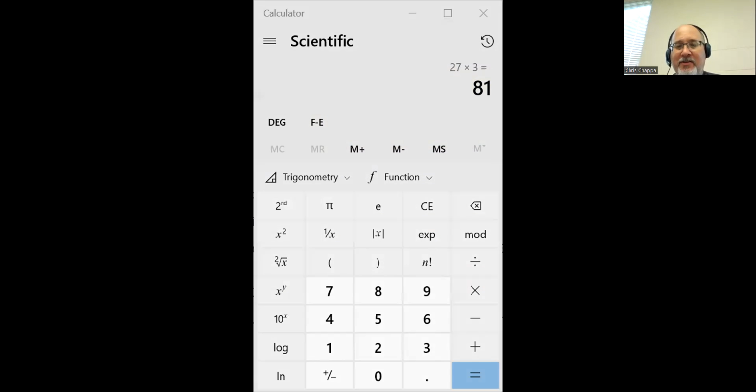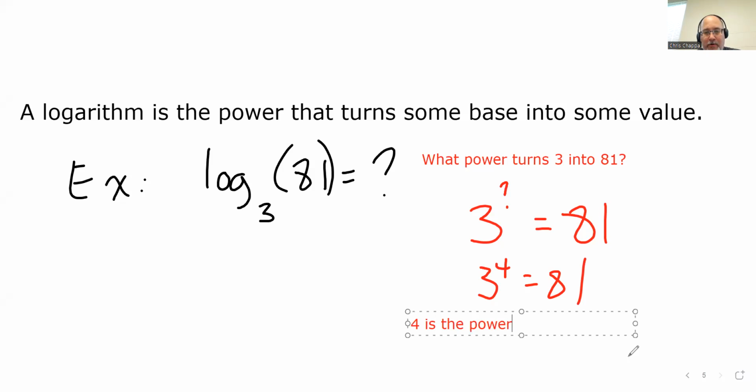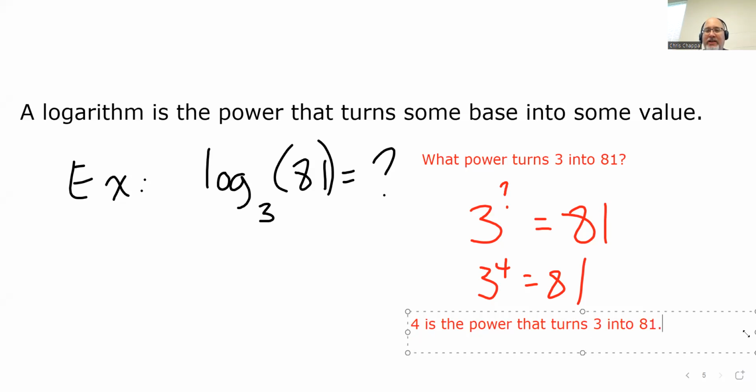That means that 3 to the 4th power is 81, which means the answer to the question I just asked is 4 is the power that turns 3 into 81. So a logarithm is a question. What power turns the base into the argument?